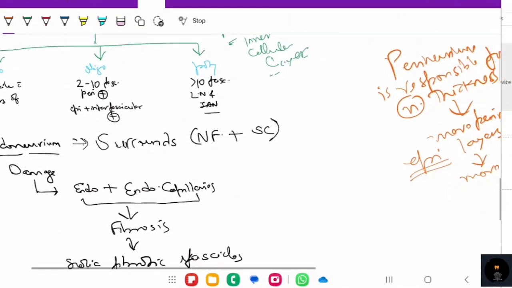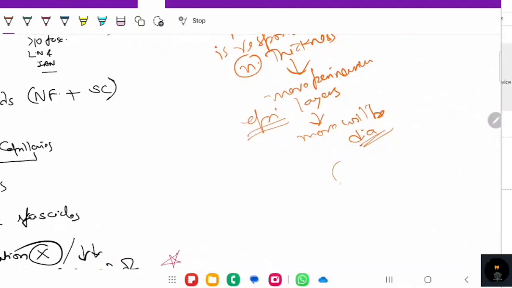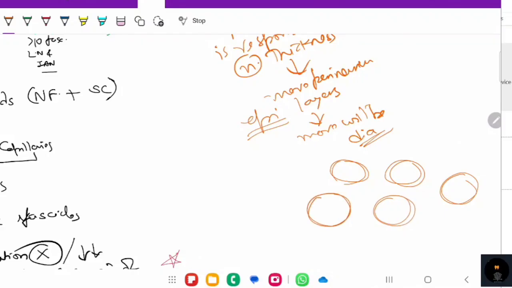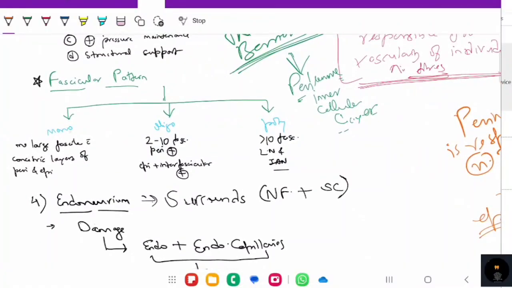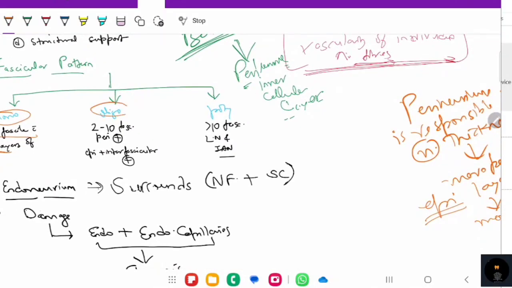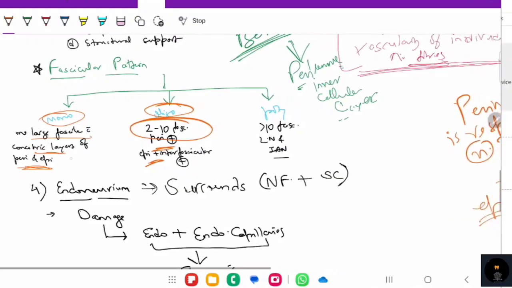Right? Now within perineurium, you have your fascicles, which cover your fascicles. The number of fascicles decides what kind of nerve fiber it is. A nerve fiber can have a single fascicle, which will be very large, with concentric layers of perineurium and epineurium, or it can have oligo. What is oligo? 2 to 10 fascicles with perineurium, epineurium and interfascicular neurium as well. Here, there is no need of interfascicular; interfascicular is absent in monofascicular. And what is polyfascicular? Polyfascicular means more than 10 fascicles.